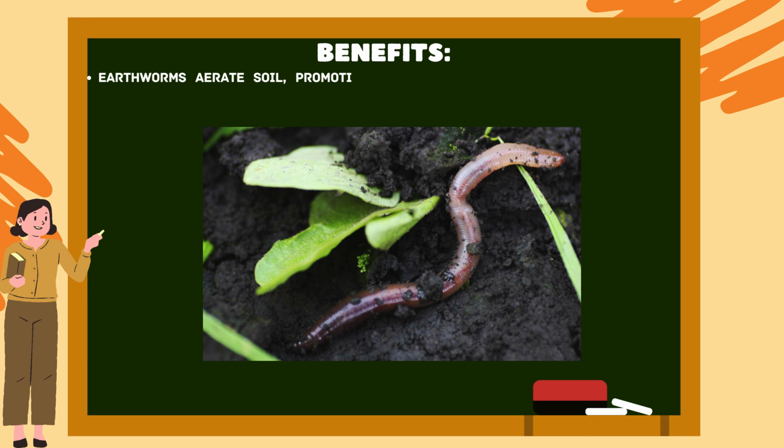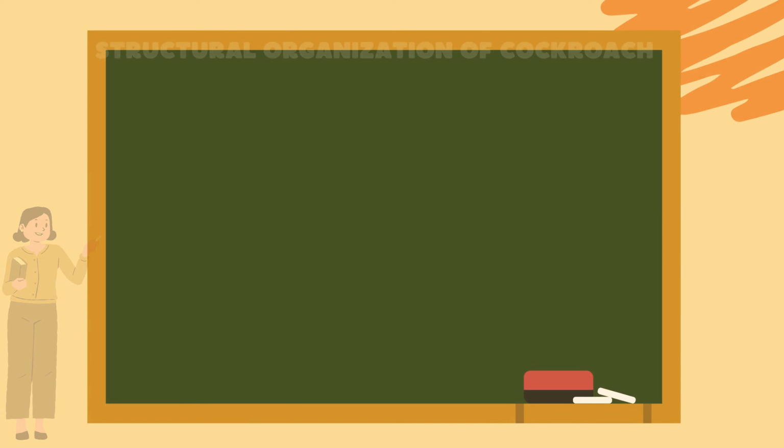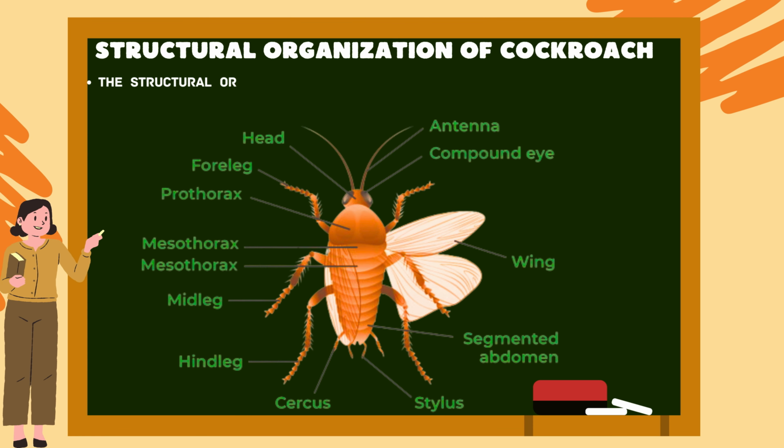Respiration occurs through the moist skin, while excretion is handled by structures called nephridia. The nervous system consists of ganglia and sensory organs that detect light, touch, and chemical stimuli. Reproduction: earthworms are hermaphrodites, meaning they possess both male and female reproductive organs, including testes, ovaries, and accessory glands.